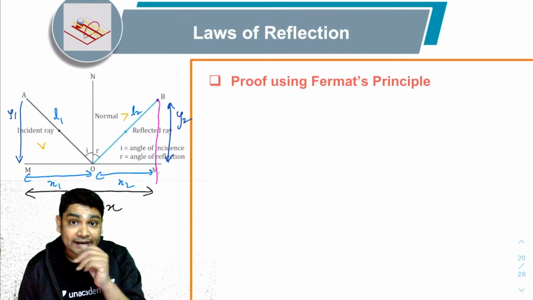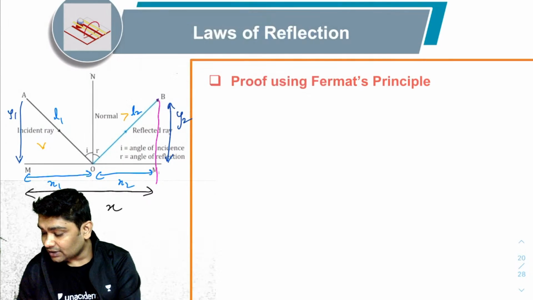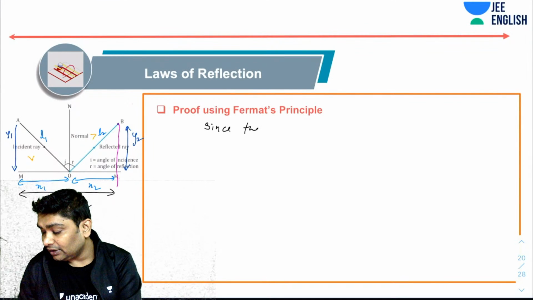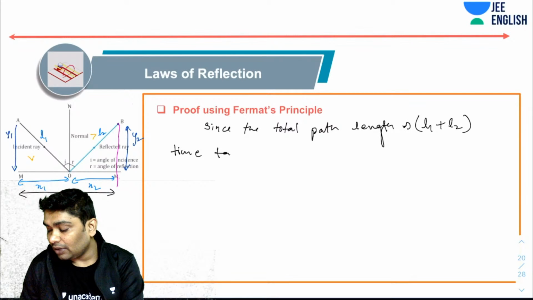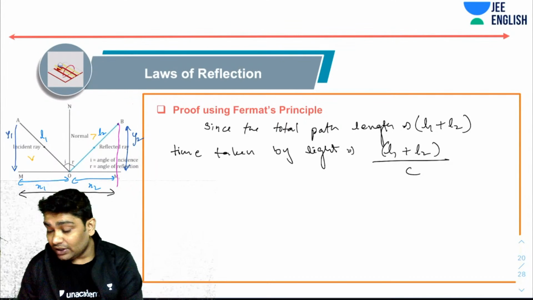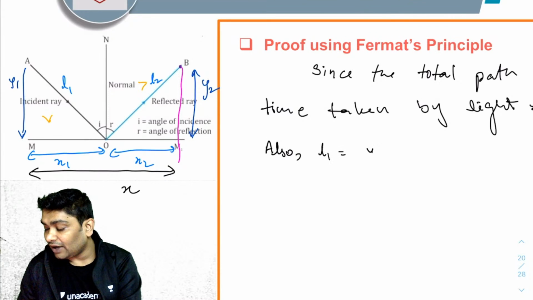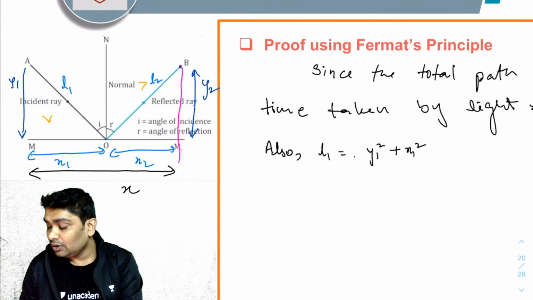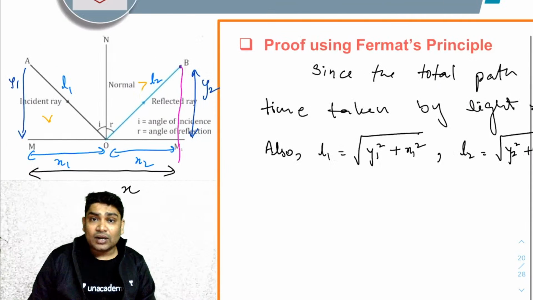Now I want to find the time that light will take in reaching from A to B. I know the total path length equals L1 plus L2, so the time taken by light would be equal to L1 plus L2 over C, C being the speed of light. Now that is a constant. Now I will write L1 from this triangle. L1 would be equal to the root of y1 square plus x1 square, and similarly, L2 would be the root of y2 square plus x2 square. Now, please note x1 and x2 can be any two random points.